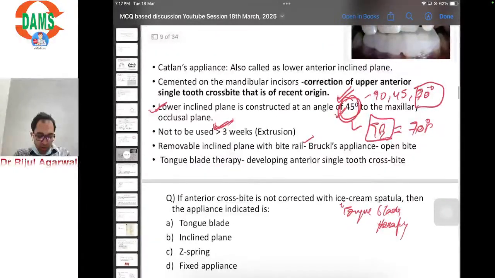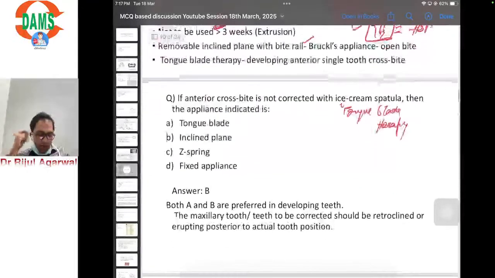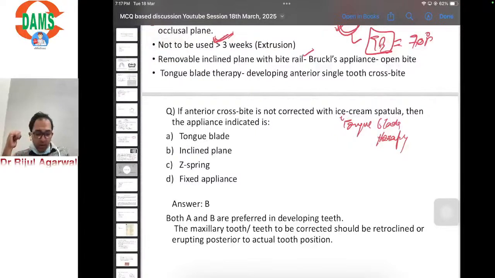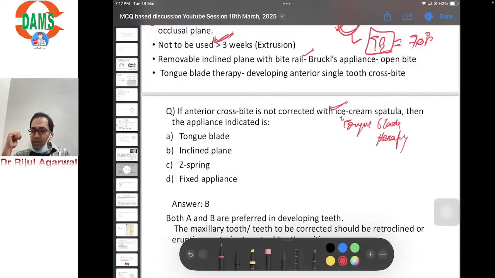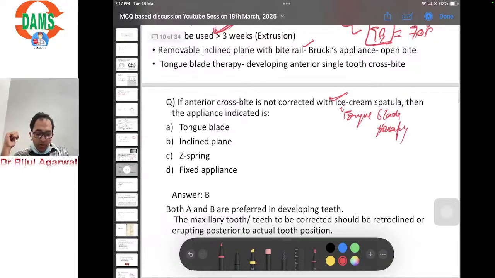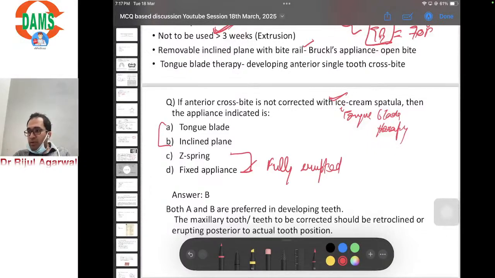Okay, coming to this question. So the correct answer is B only. Now they have mentioned here that it's not corrected with ice cream spatula. So both A and B can be used for correcting an anterior crossbite of developing teeth. Okay, fixed appliance is used for fully erupted teeth. Similarly, Z spring.